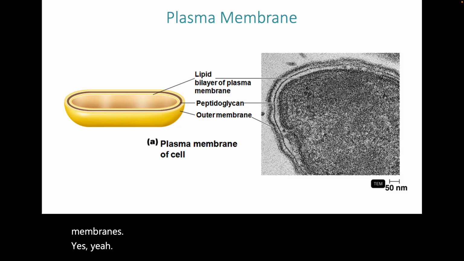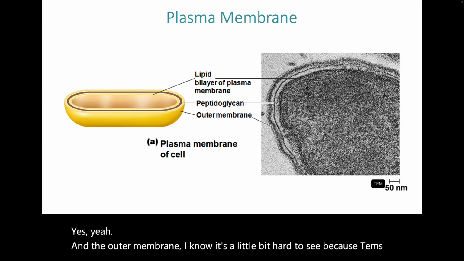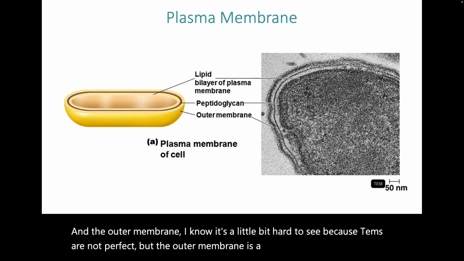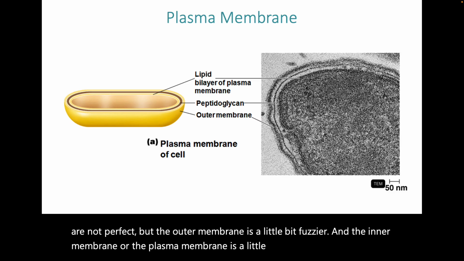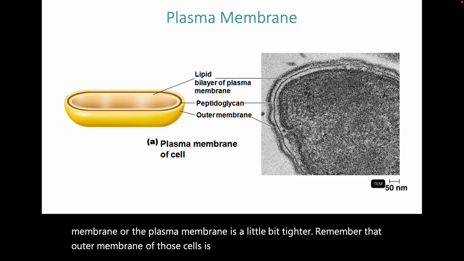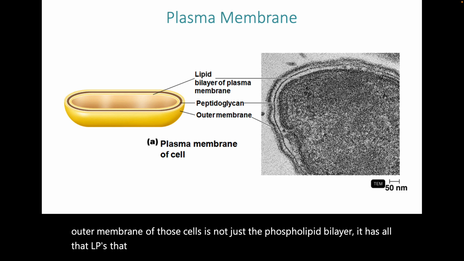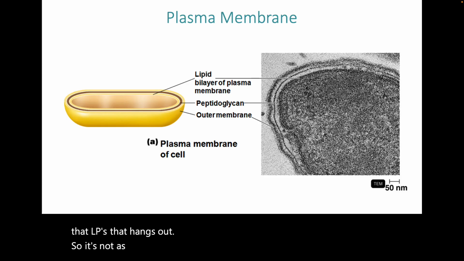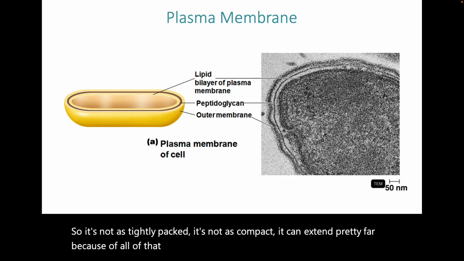And the outer membrane, I know it's a little bit hard to see because TEMs are not perfect, but the outer membrane is a little bit fuzzier and the inner membrane or the plasma membrane is a little bit tighter. Remember, that outer membrane of those cells is not just the phospholipid bilayer, it has all that LPS that hangs out. So it's not as tightly packed, it's not as compact, it can extend pretty far because of all of that LPS. So that's why it looks a little bit more fuzzy and wavy.